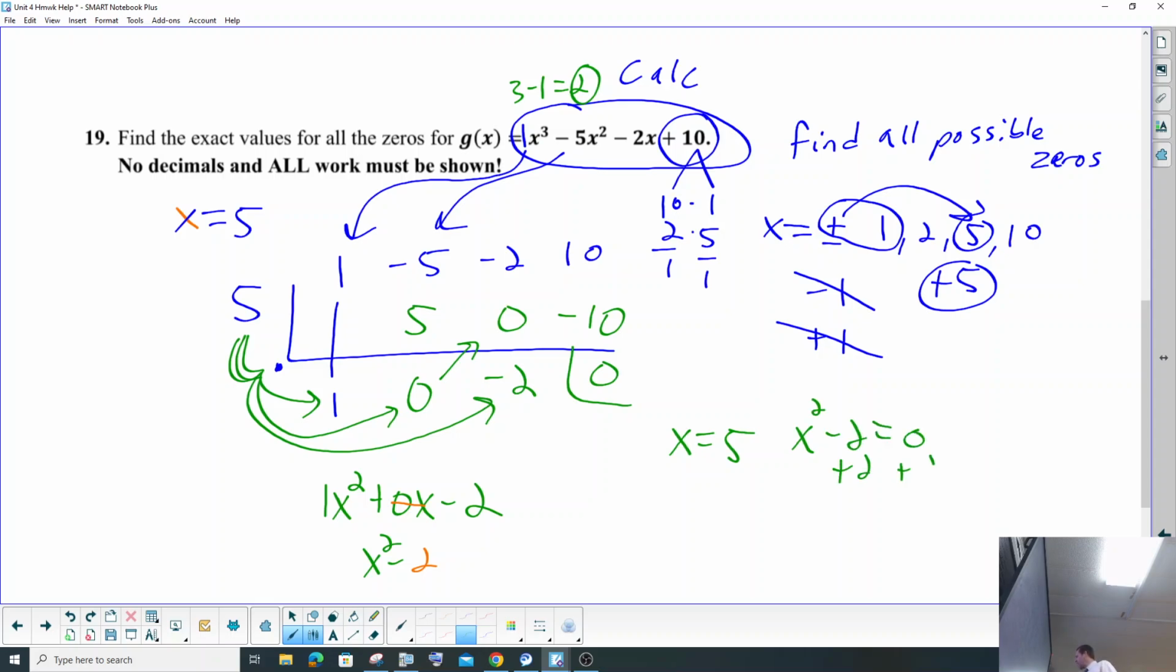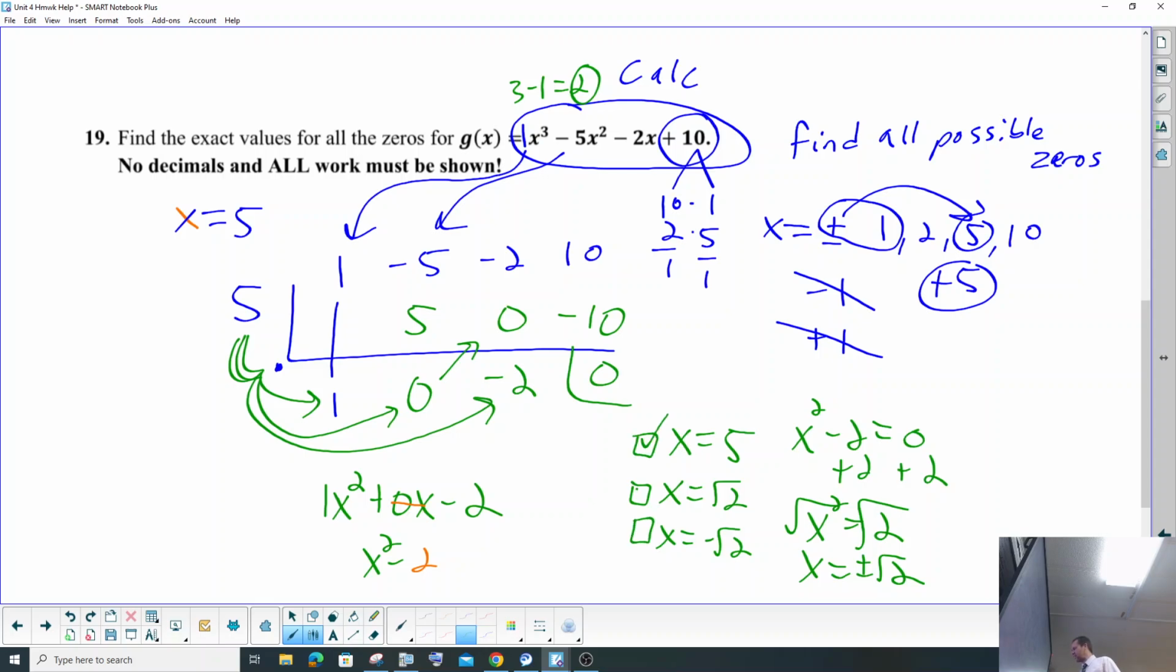Add 2 to the other side. So we get x squared equals 2. And then we square root both sides, plus or minus. So x equals plus or minus radical 2. So x equals radical 2, and x equals negative radical 2. And so then we go ahead on Canvas and check those boxes for the roots, for the zeros.